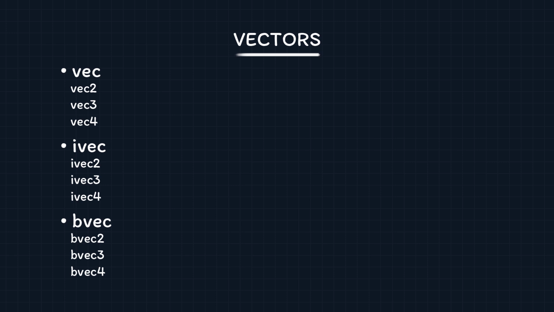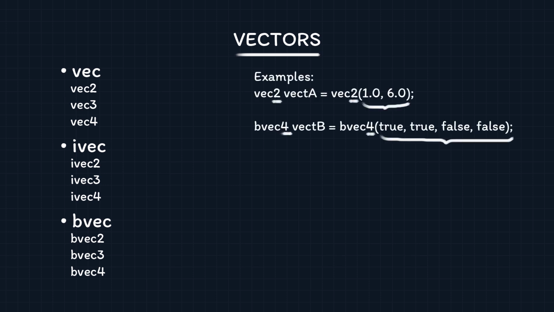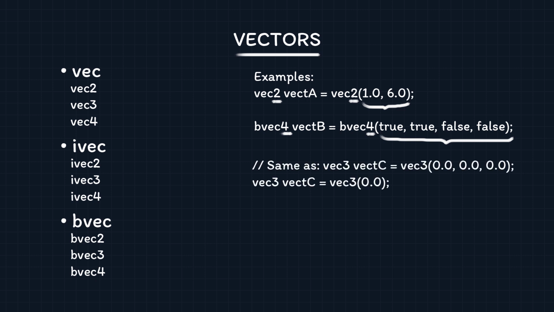The digit refers to the number of elements each vector is composed of. For instance, a vec2 variable represents a vector composed of 2 floats. bvec4 is a vector composed of 4 booleans. Another way of creating a vector when its components have the same value is to specify that value only once.